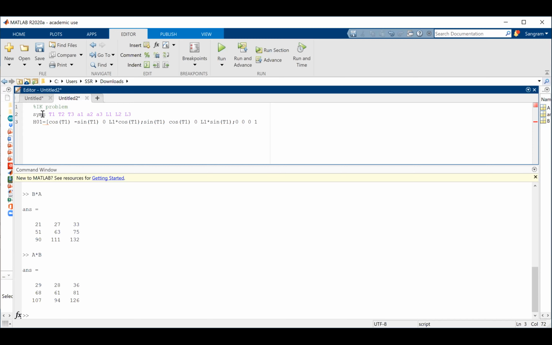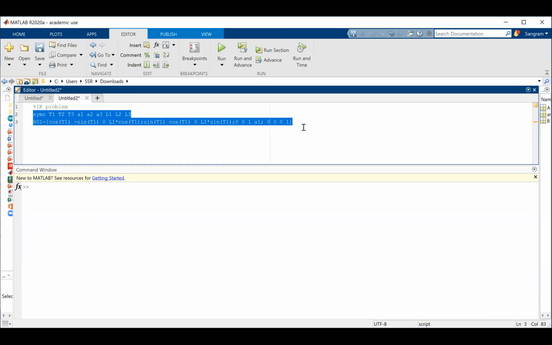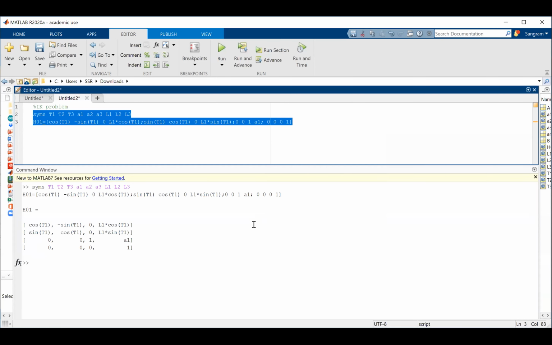Actually, it will be 0, 0, 1, A1, 0, 0, 1, A1, and then last 0, 0, 0, 1. Okay, what I'm gonna do is, just for my own satisfaction, I'm gonna run this, and just to make sure that I have typed my homogeneous transformation matrix correctly. Now, all of you, just check if I have inputted my homogeneous transformation matrix correctly.